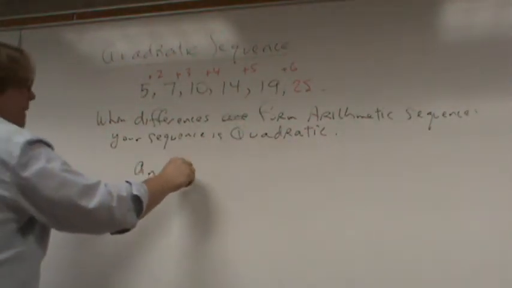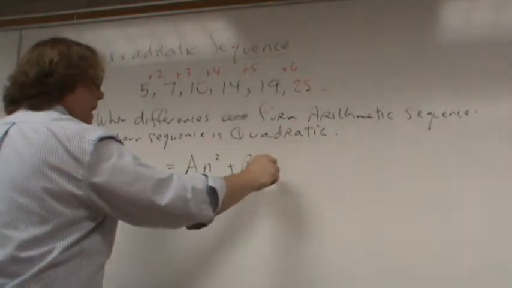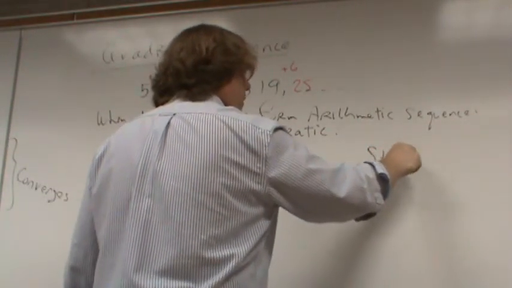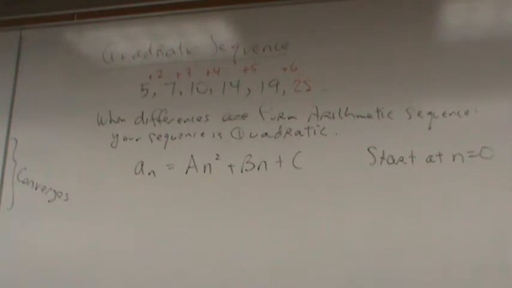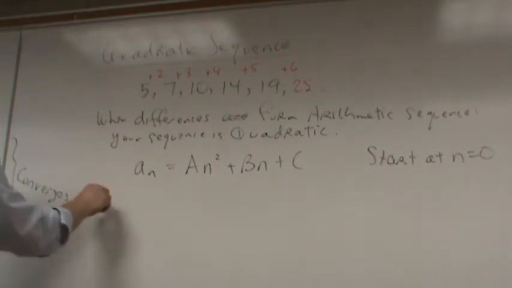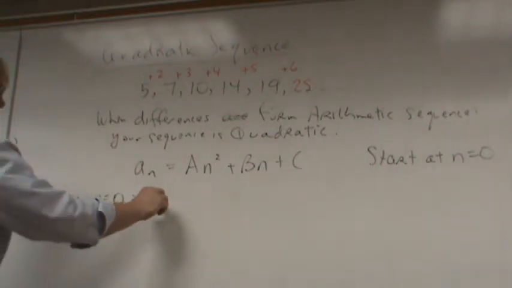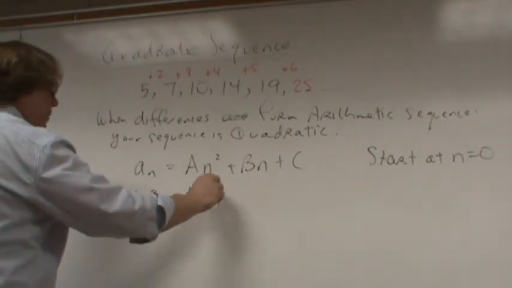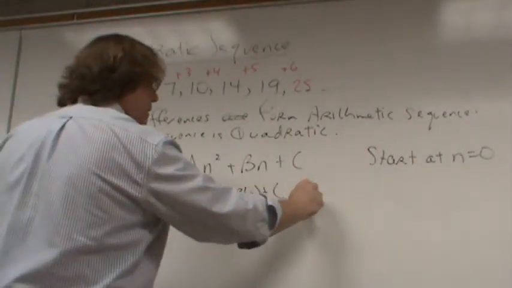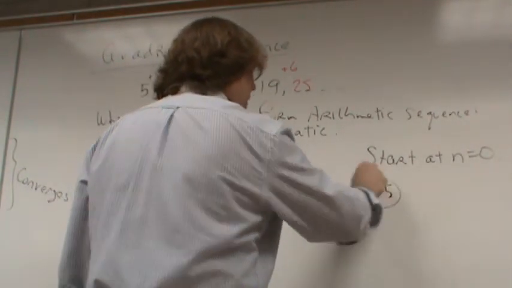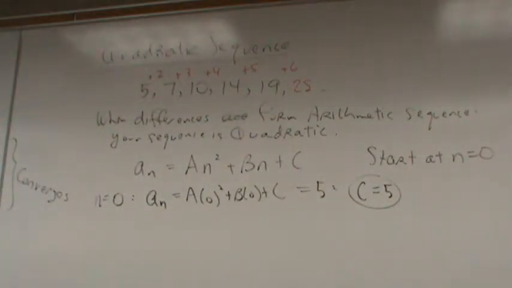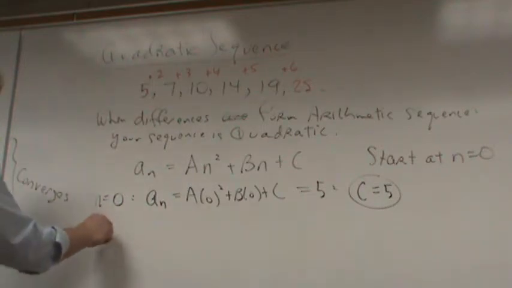That means a sub n equals A n squared plus B n plus C. And I'm going to start all of these at n equals 0. I'm going to demonstrate here how you would get big A, big B, and big C. First of all, when n equals 0, a sub n equals A times 0 squared plus B times 0 plus C. And that ends up equaling 5, correct? So I got C equals 5. So with a quadratic sequence, your constant term is always your first term. That never changes. Let's get the next one.